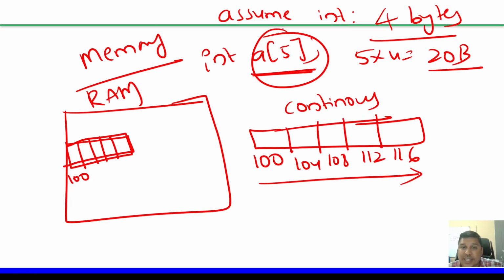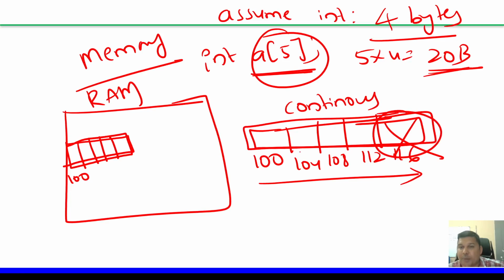And once I give a of 5, once 20 bytes of memory is allocated, you cannot delete any memory allocation. You cannot delete this from the array. This is reserved in this block. You cannot delete a particular block. Only thing, you change this to 4 and compile once again. But once you give int a of 5, 20 bytes will be reserved. You want to store 4 values, you store. You want to store 5 values, you store it. But if you want to delete some memory block, that is not possible.